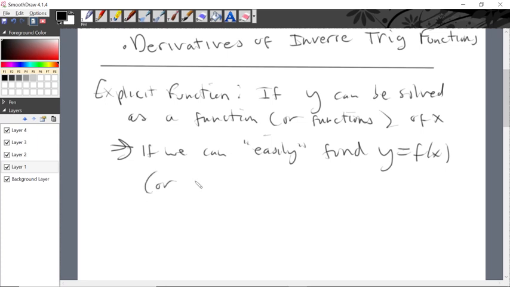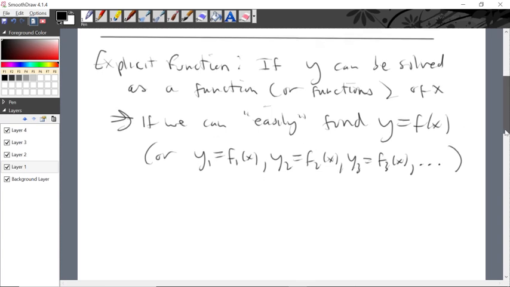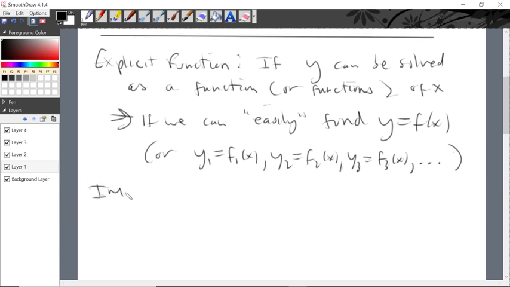Or functions, if we can find y1 as f1 of x, so one function of x, y2 as an f2 of x, y3 as an f3 of x, etc., for as many functions as we may need to define when we are trying to solve for y. What do I mean by this? Well, I'll show you an example in just a second.